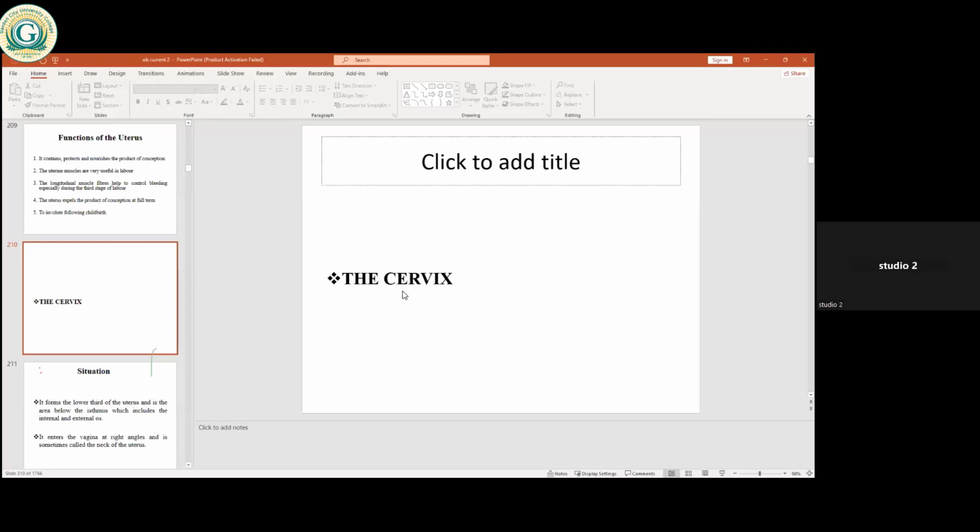Now, the next part of the uterus is the cervix. I've already talked about that. The next part of the uterus is the cervix. So let's look at the cervix.